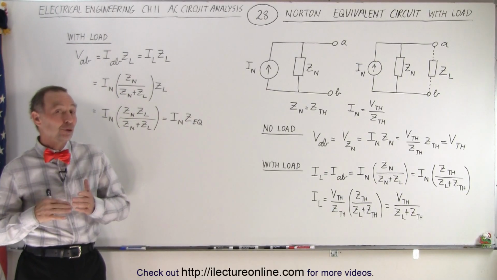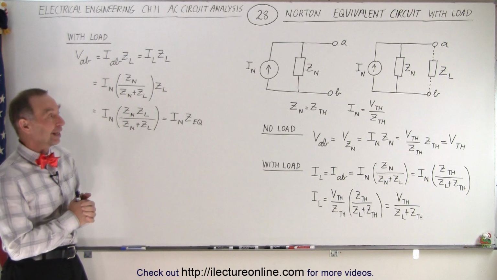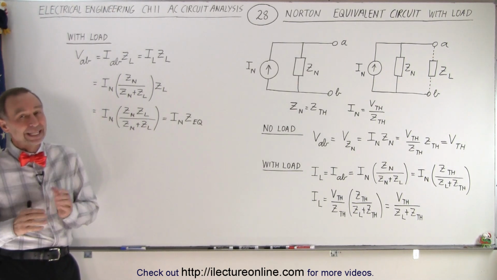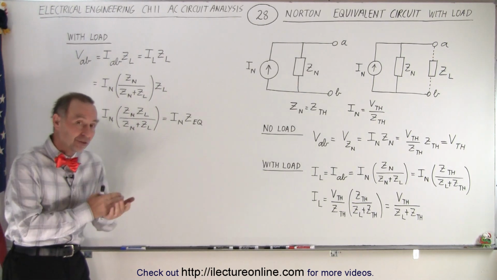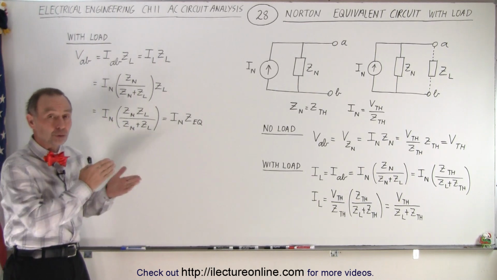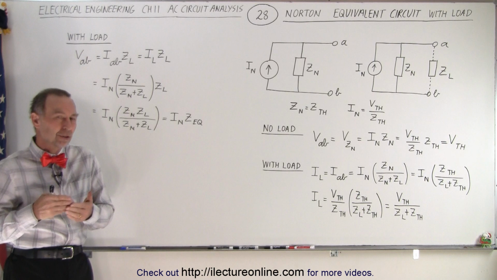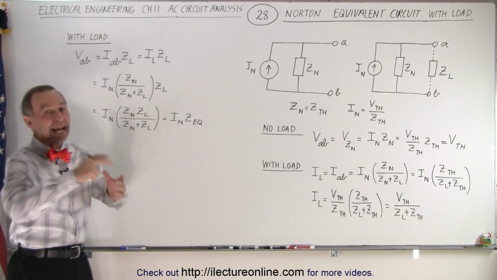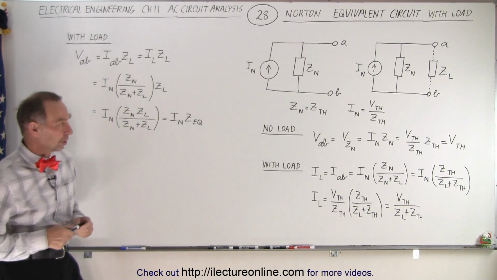Now let's take a look at what a Norton equivalent circuit looks like when we attach a load. Again, to find the specifics about the circuit, you want to remove the load first, then find the Norton current, the Norton equivalent impedance, and then you attach the load to see what happens to the circuit.